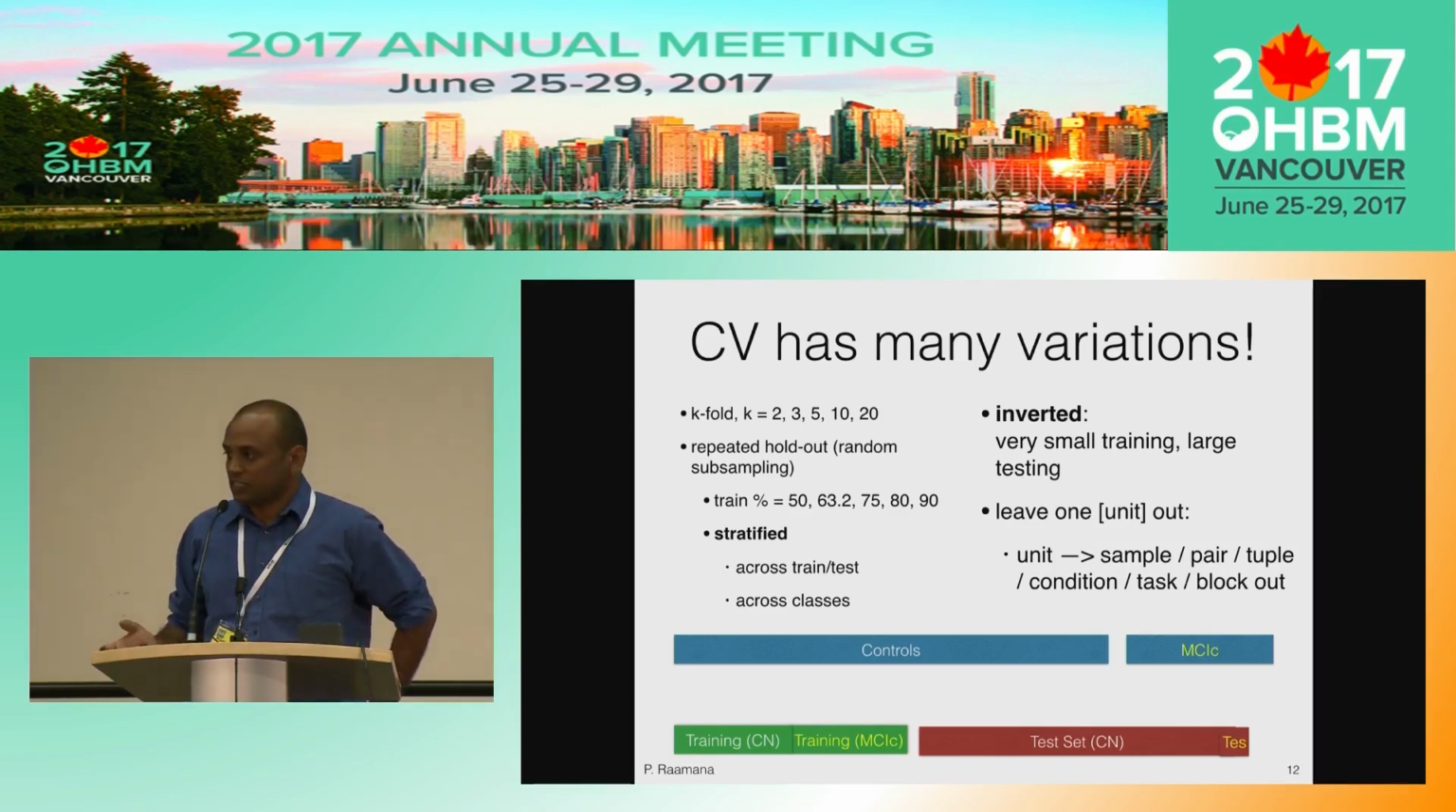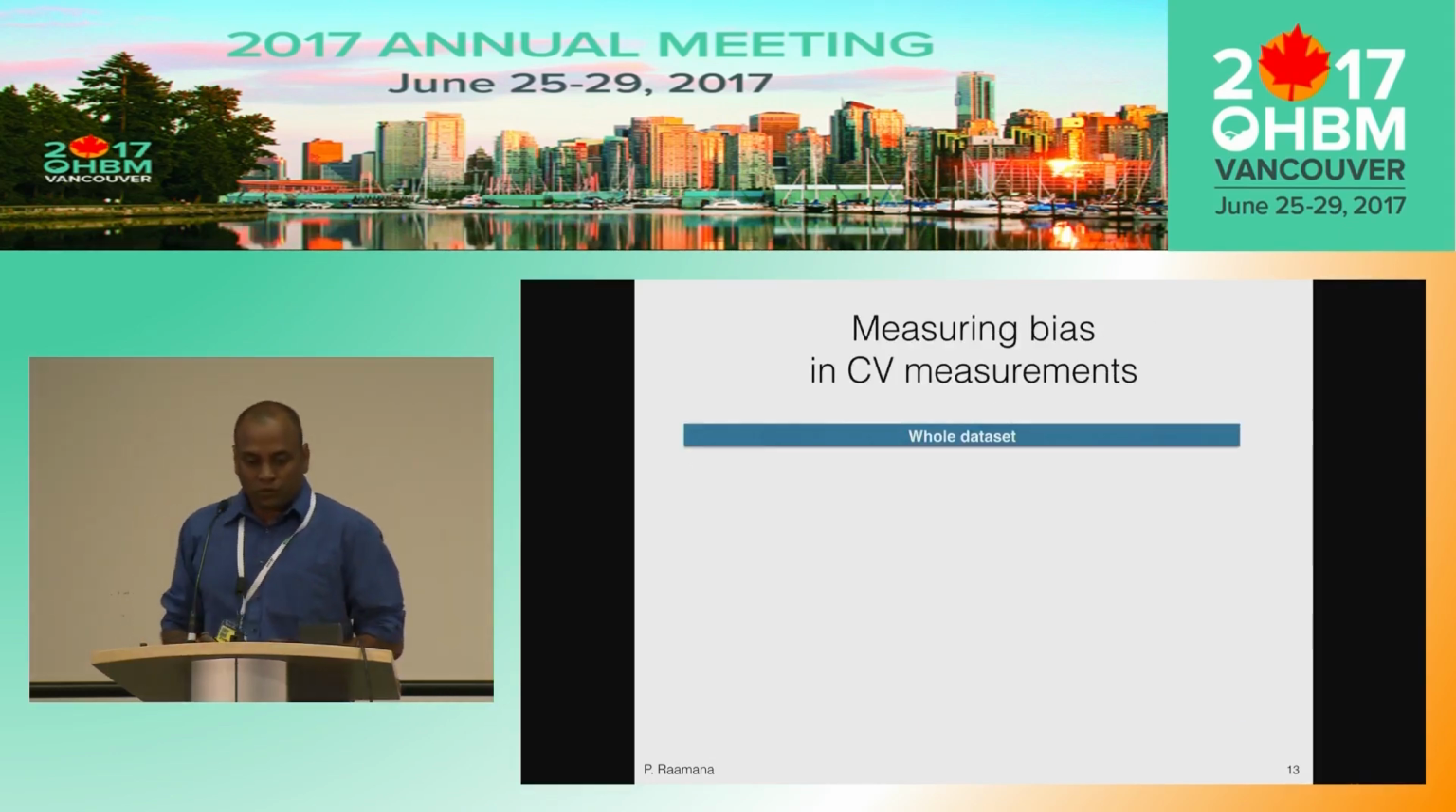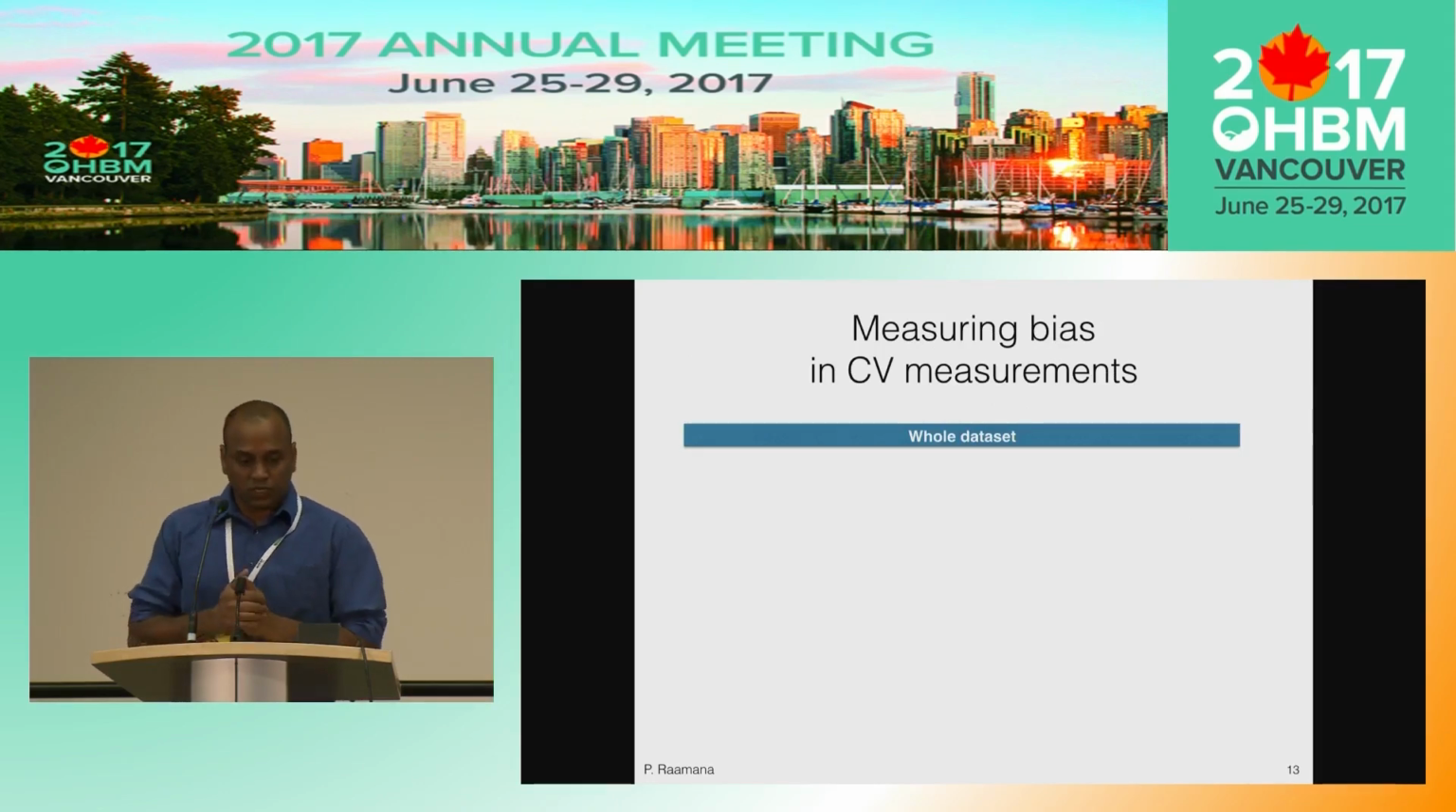Otherwise, you're not really estimating generalizability. It's a lot of correlation. Defeats the purpose. So now that we know what cross-validation is, how to actually perform it, and what the different variations are, we would like to know what is the effect of choosing one of these choices. Like, is there an effect? How do we measure it?